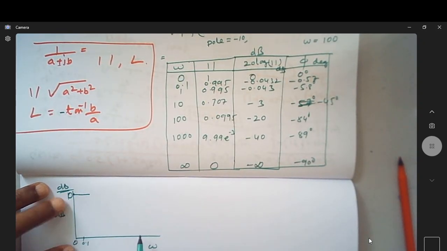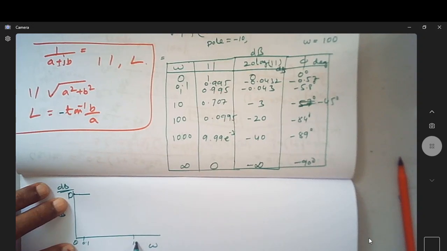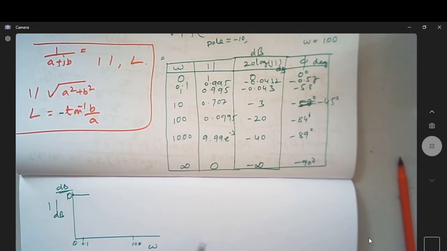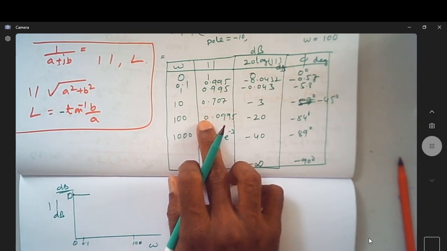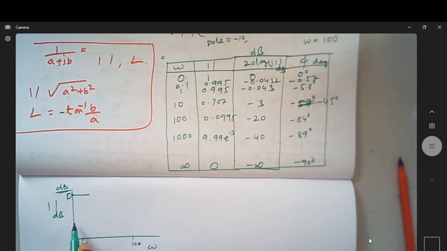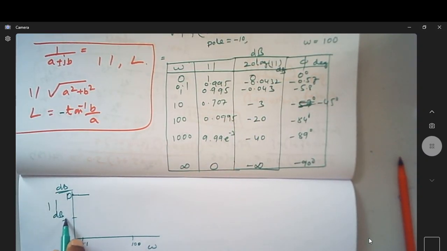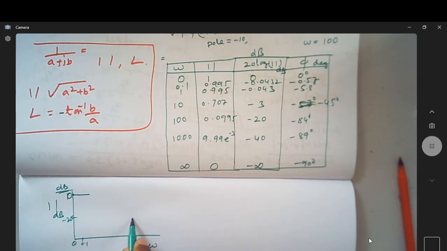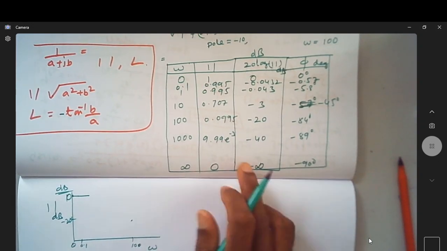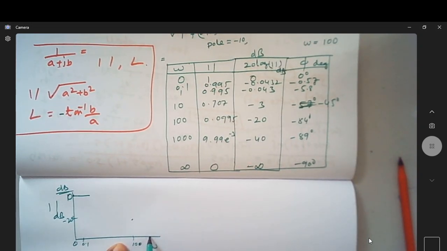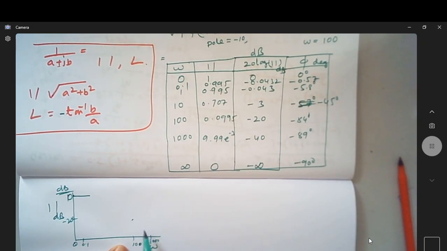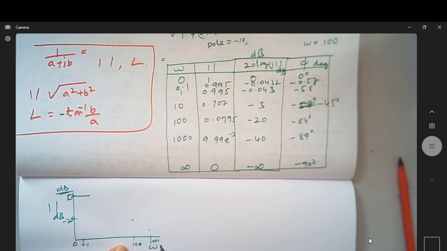Let us take omega is equal to 100. At omega is equal to 100, what is the magnitude? It is minus 20 dB. So if I take this as minus 20 dB, can you see it is coming here? So for a value of 1000, what is the magnitude? Minus 40 dB. Can you see it's here, minus 40 dB?